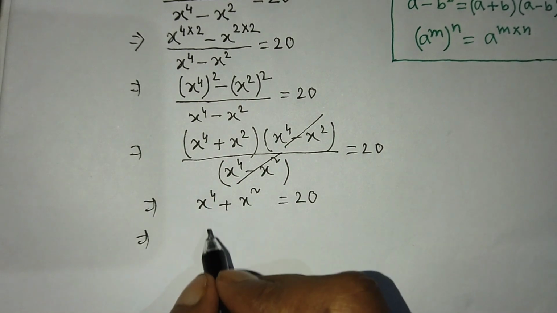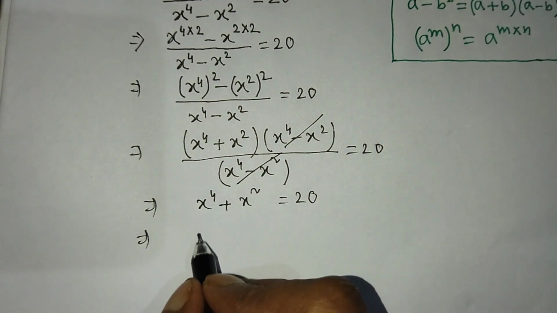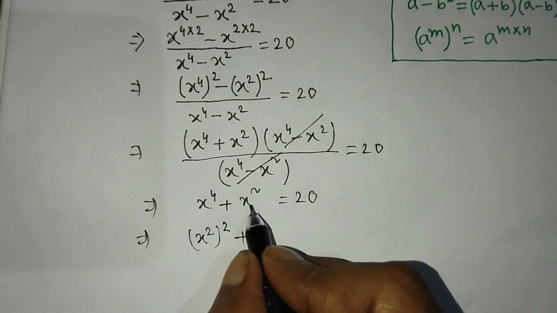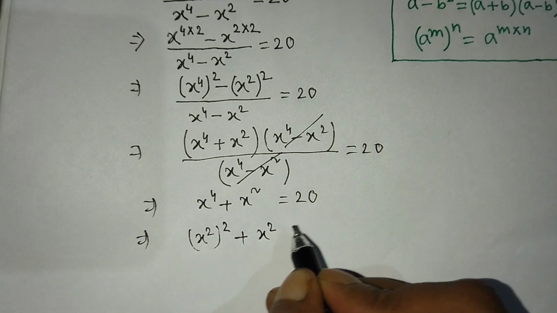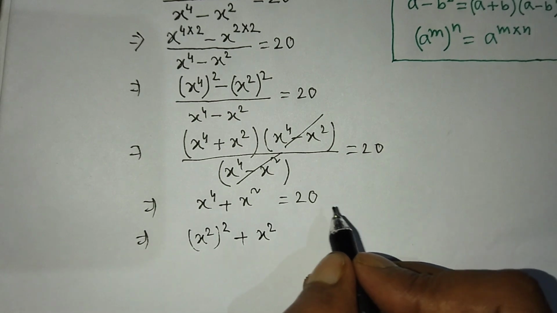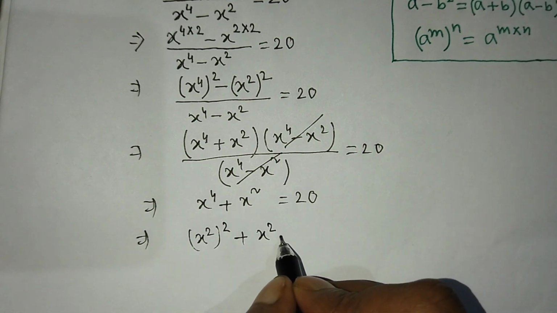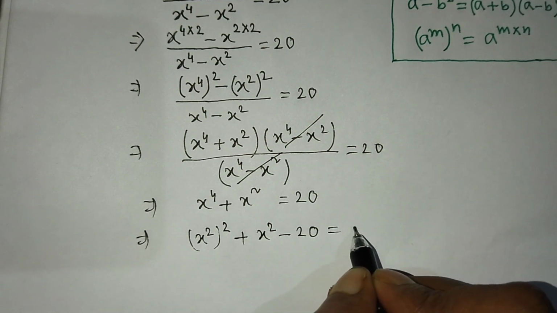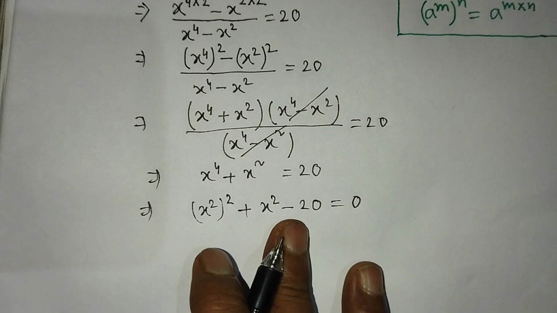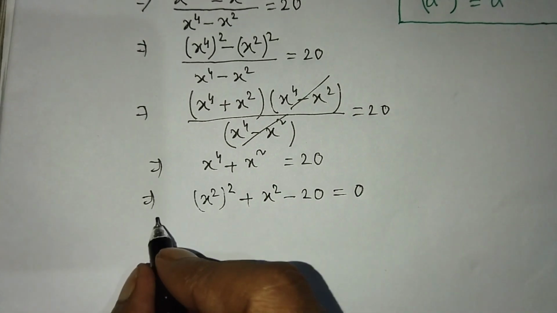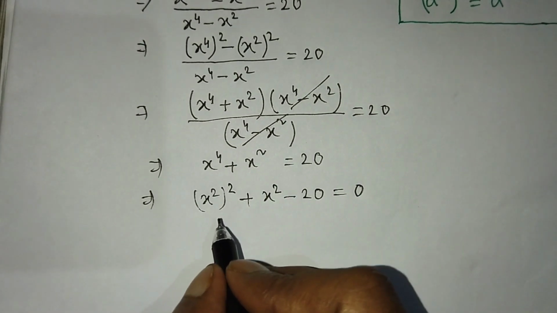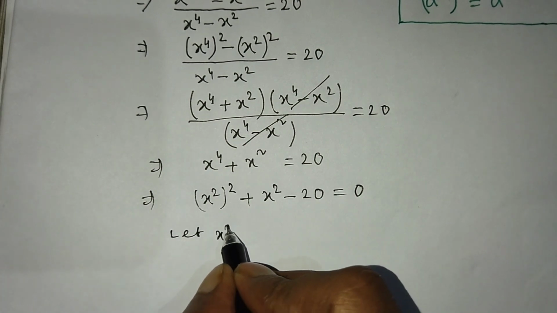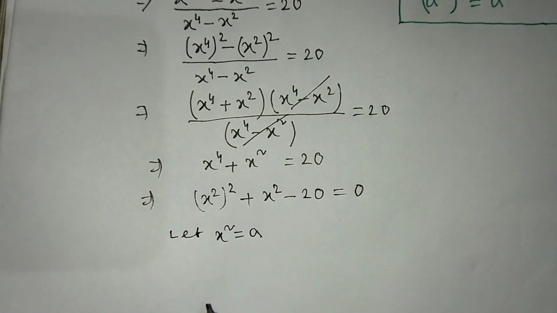So we have to write in the place of x to the power 4, x square whole to the power 2, okay, plus again we have to write x square, and we have to transpose 20 from right side to left side. So we have to write minus 20, and on the right hand side we have to write 0. So student, we have to put the place of x square equal to a. So let x square is equal to a, okay student.